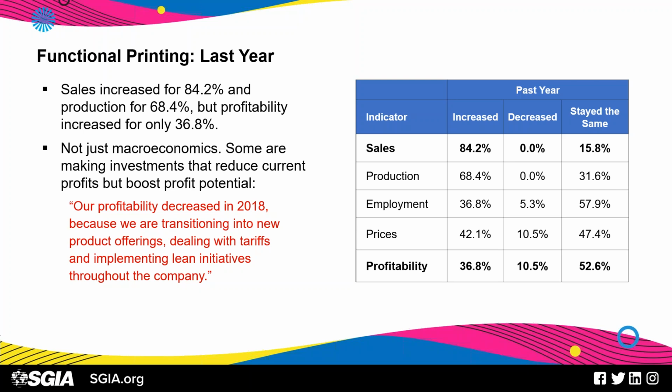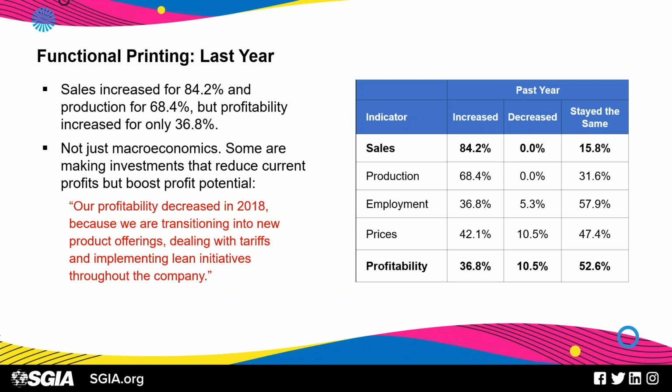Rising costs and limited pricing power: you'll notice that only 42.1% were able to increase prices last year. Rising costs and limited pricing power contributed to the pressure on margins, but, and again, this was a particularly important finding of our research, it wasn't just macroeconomics. It wasn't just the economic environment.